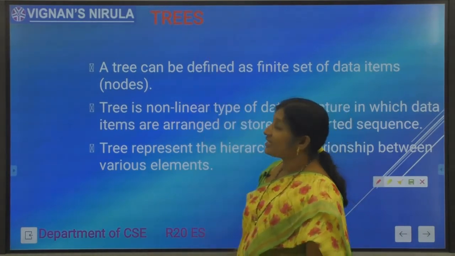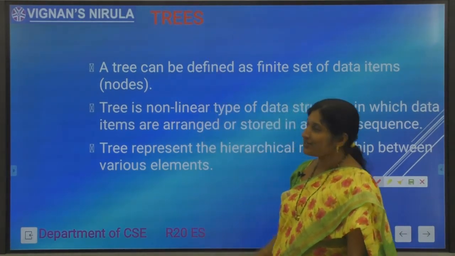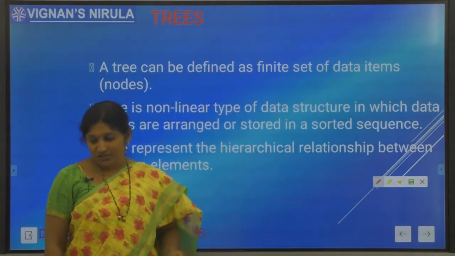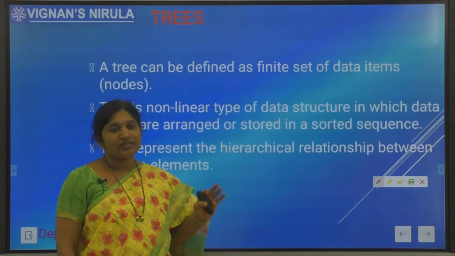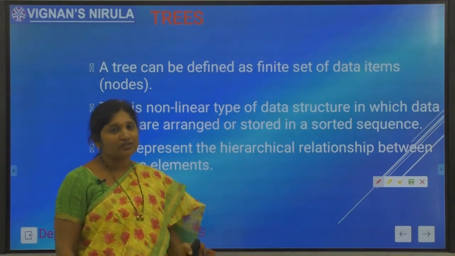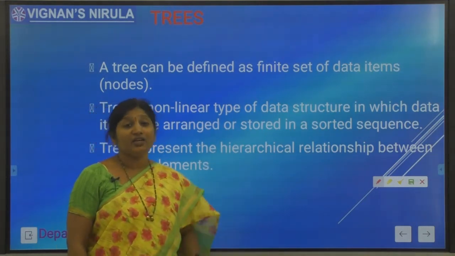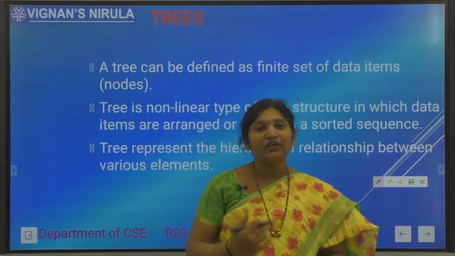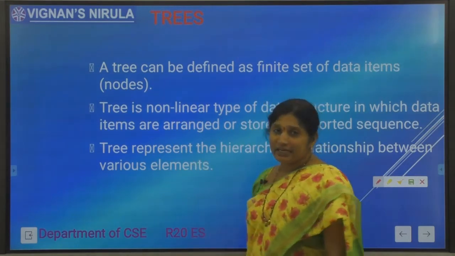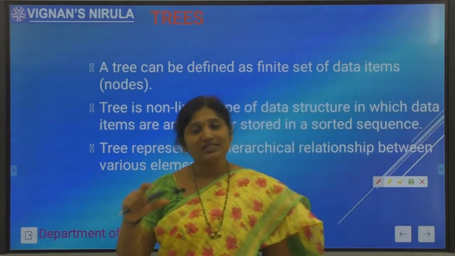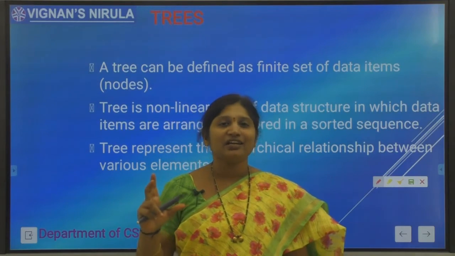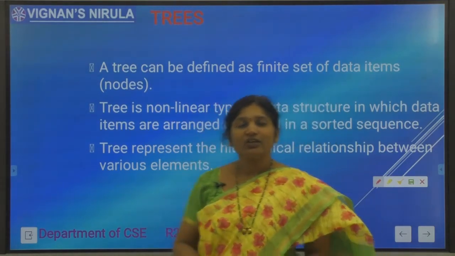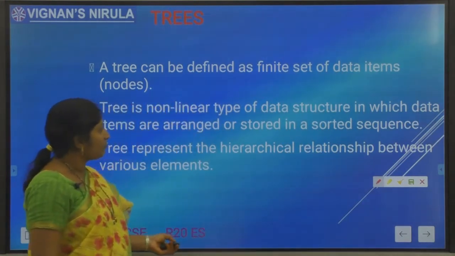Coming to the next data structure, that is trees. A tree can be defined as a non-linear data structure in which there exists a finite set of elements which are arranged in a hierarchical manner. The tree tries to establish hierarchical relationships among the data items. Where there is a need for a hierarchy relationship, we need to use the tree type of data structure, and it is a non-linear data structure.